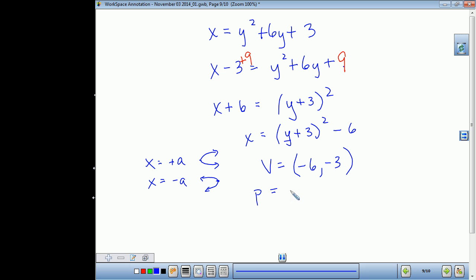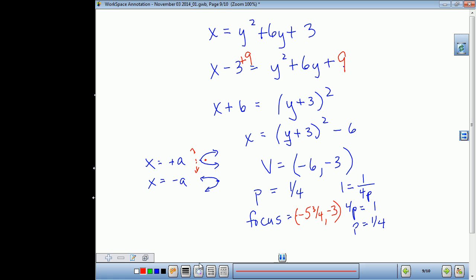P is equal to, all right, let's find out. So we say 1 equals 1 over 4p, so we get 4p equals 1, so p equals 1/4. So we know p is 1/4. So now we can get the focus and directrix. Now, since the a is positive, we know it's opening right, so we know the focus has to be inside. The directrix is going to be back here. So we're going to add that to our x. So the focus will be -6 plus 1/4. The focus will be (-5 3/4, -3).